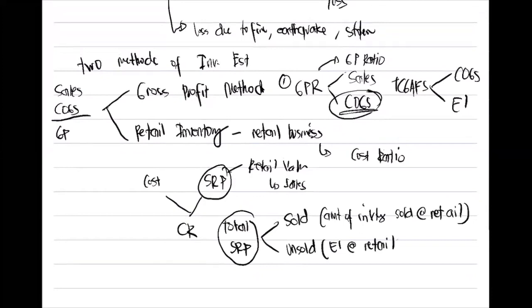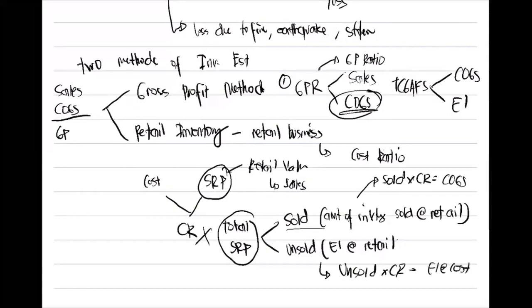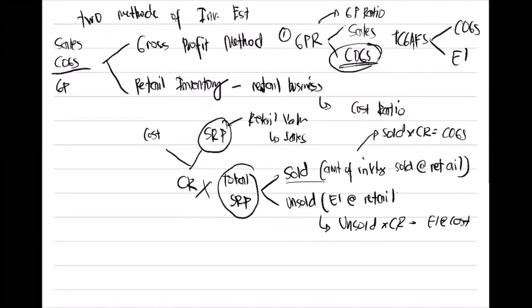Ending inventory at retail. So based on your cost ratio, we project it to your total SRP to compute for our sold. The sold multiplied by your cost ratio will give you your cost of goods sold. And your unsold or your ending inventory at retail multiplied by your cost ratio will give you your ending inventory at cost. Okay, so again, let's look as to the difference.